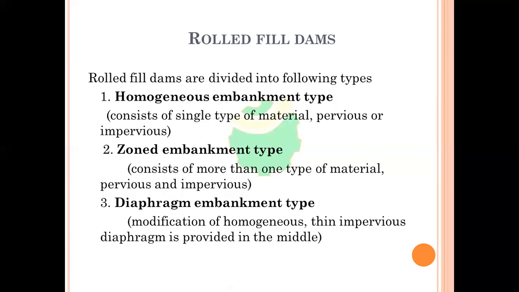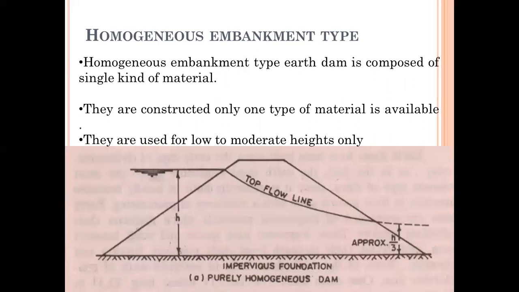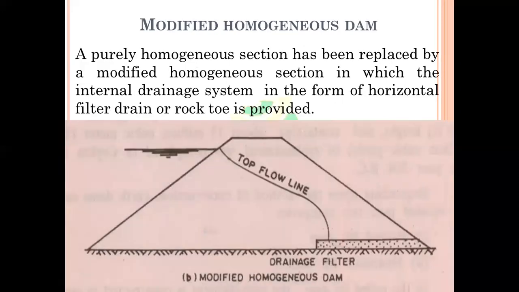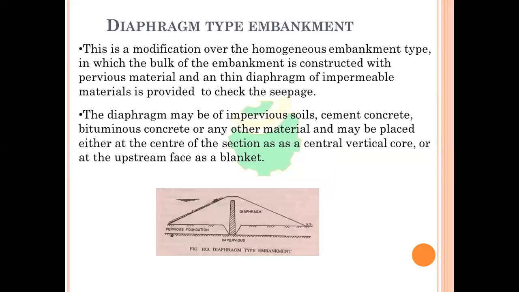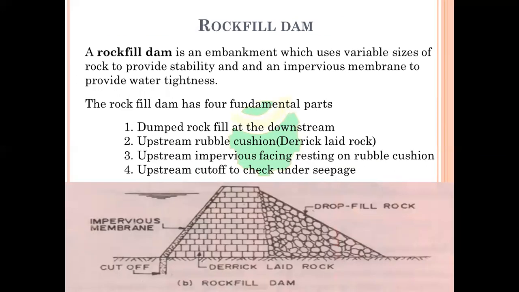Next, rolled fill dams are divided into three types. A homogeneous embankment dam consists of a single type of material. A zoned embankment dam consists of more than one type of material. Diaphragm embankment type is a modification of the homogeneous type. Okay, so these are the different zoned dams. Different zones: pervious shell, impervious shell, and so on. All these are the different types.